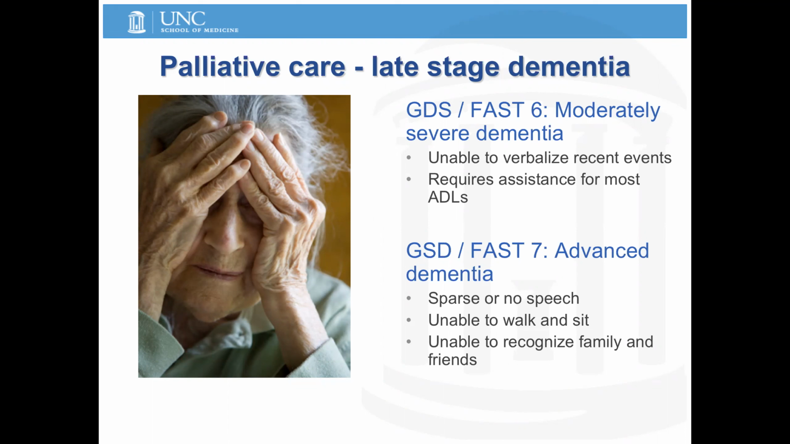In stage 6, sometimes called severe dementia or moderately severe dementia, people are unable to verbalize recent events in their experience, and they require assistance for most activities of daily living. In stage 7, which is the most advanced stage of dementia that we typically describe, individuals have sparse or even no verbal communication. They're unable to walk and sit independently, and in a really tragic aspect of the latest stage of disease, are unable to recognize family and friends.